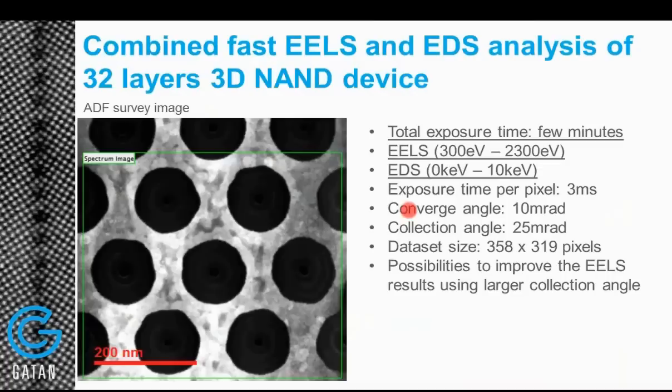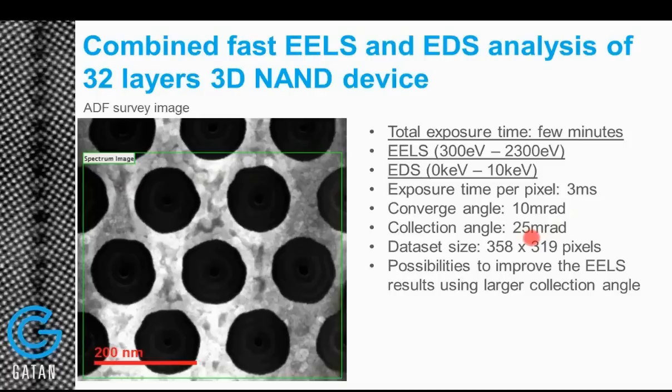So the heavy stuff is the ADF STEM image, where the bright stuff is basically the heaviest material, in this particular case, the tungsten. Here the analysis was carried out across the area inside the green box. Each EELS and EDS spectrum was acquired simultaneously using a 3 millisecond exposure time. You also note a relatively small collection angle, so we can definitely improve the quality of our EELS data using a much bigger collection angle.